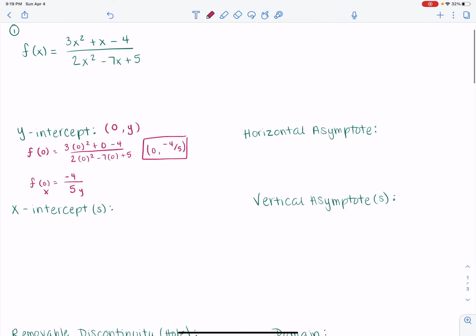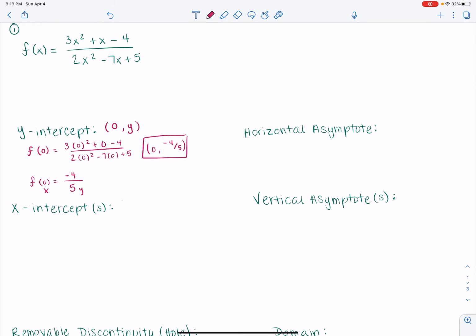All right? The x-intercept. The x-intercept happens anytime your graph has 0 for y because it's on the x-axis. And if I'm on the x-axis, my y value is 0. So I need to figure out what x has a y value of 0. So what you're going to do is say f of x is the same as y equals, right? So we're going to say 0 equals (3x squared plus x minus 4) all over (2x squared minus 7x plus 5).